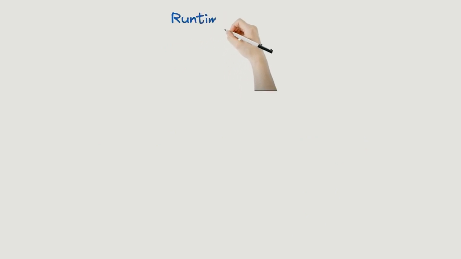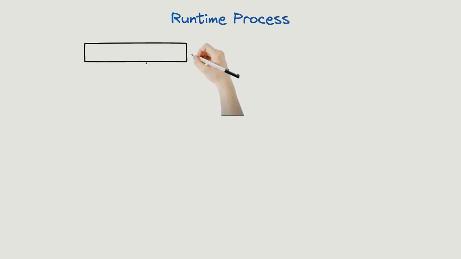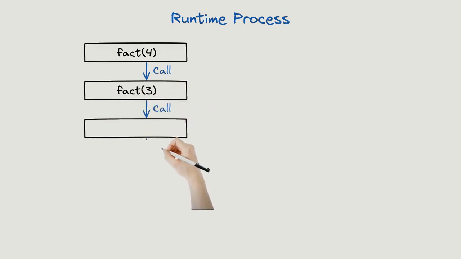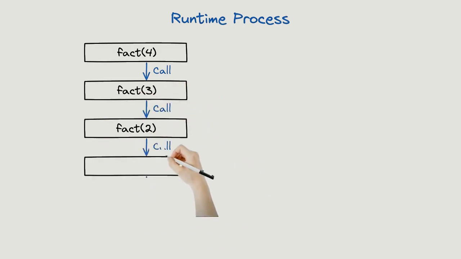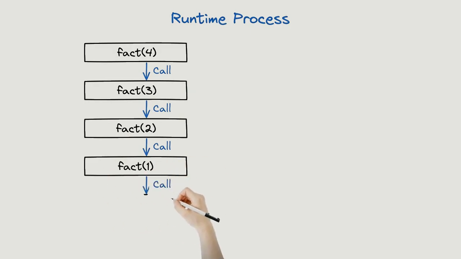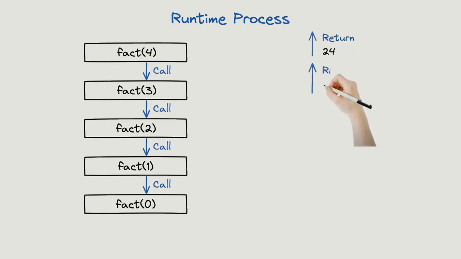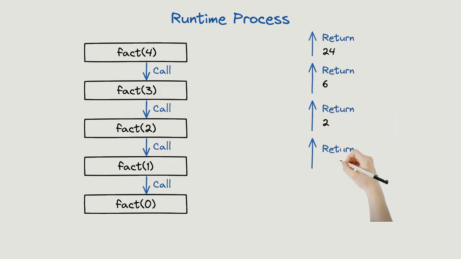What actually happens at runtime is a two-phase process. When you call factorial of 4, the program can't finish right away. It needs factorial of 3, so it pauses and calls that. Factorial of 3 needs factorial of 2, so it pauses again. This keeps going until factorial of 0 returns 1. Only then does the program unwind. Each paused call wakes up, multiplies its number, and returns a result to the call above it. Recursion goes down, then it comes back up.